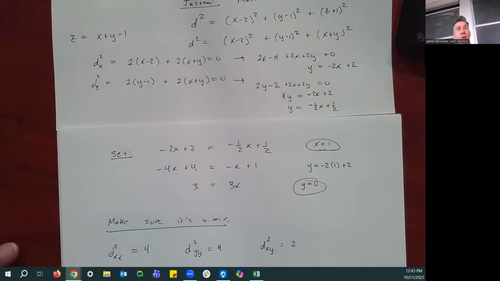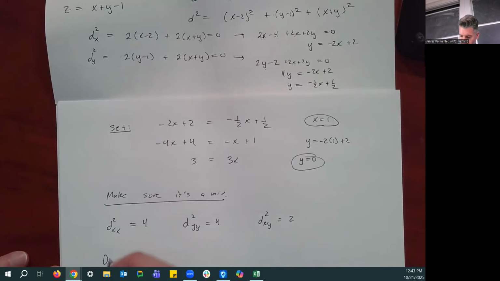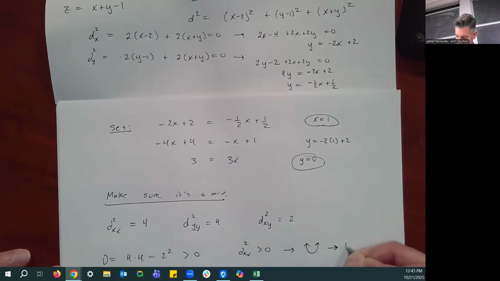So then there's nowhere to plug in our point. It's just going to be what it is. Our capital D is going to be 4 times 4 minus 2 squared, which is certainly positive. And since our second partials are also positive, we are concave up, which means we have a minimum at x equal to 1, y equal to 0.